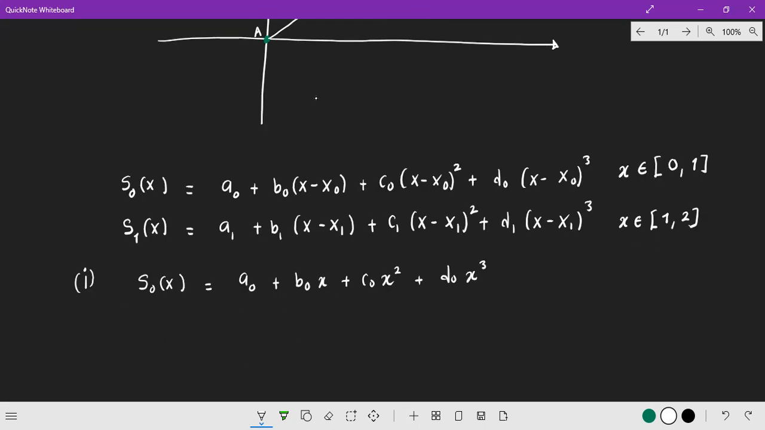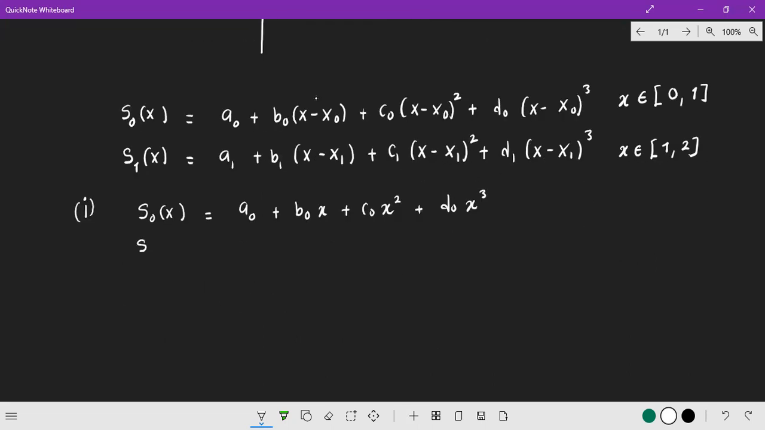While for S1, remember that our X1 is equal to 1. So S1 of X will be equal to A1 plus B1 times X minus 1 plus C1 times X minus 1 squared plus D1 times X minus 1 cubed. And this one is in the interval 1 to 2.